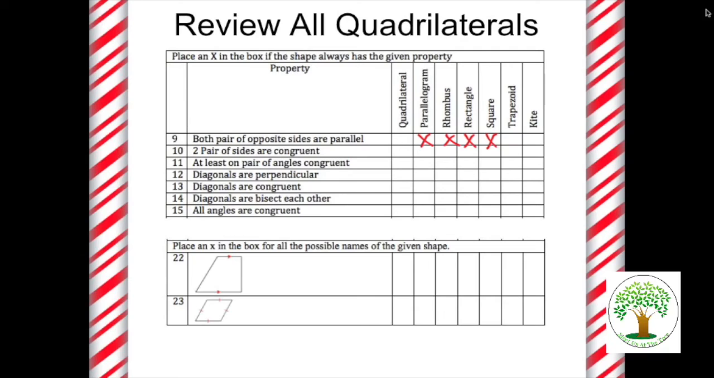Number 10, two pairs of sides are congruent. No, that would be an isosceles trapezoid. Oh wait, wouldn't that be a kite? Kites have that, don't they? What else has it? Rectangle? A rectangle has two pairs congruent, doesn't it? Yeah. Square. Squares, because they have all of them, but two pairs at least, right? So the same with a rhombus, since it has all of them. But this is only two pairs of sides.